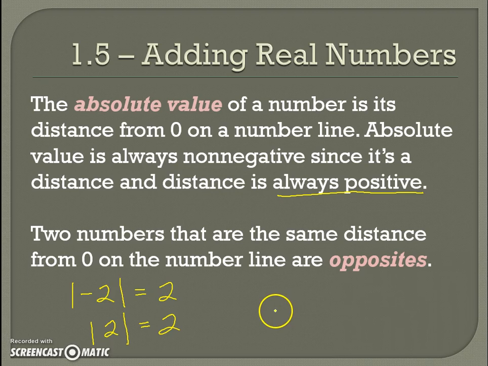Two numbers that are the same distance from zero on the number line are opposites. In other words, they share the same absolute value. So going back to this example, -2 is 2 spaces away from 0, and +2 is 2 spaces away from 0. Therefore, they're both opposites of one another. So if you hear me using these terms, you need to know what I'm talking about.